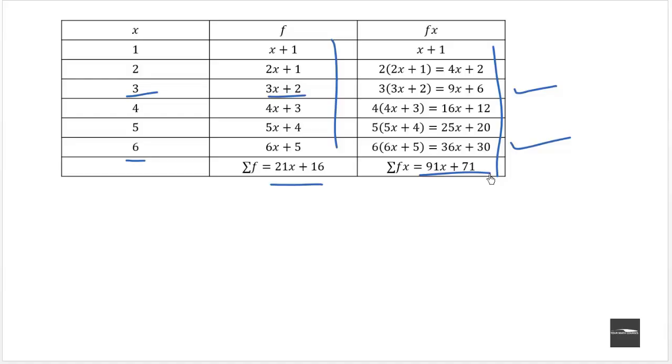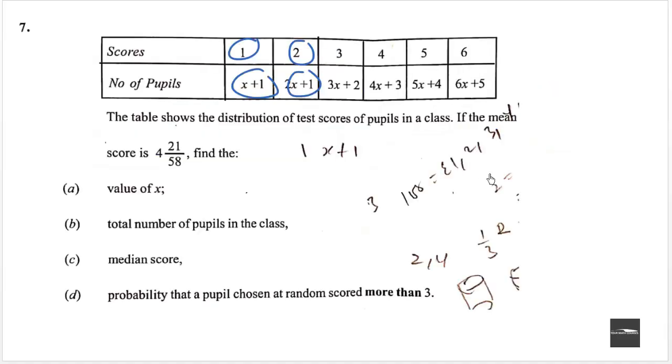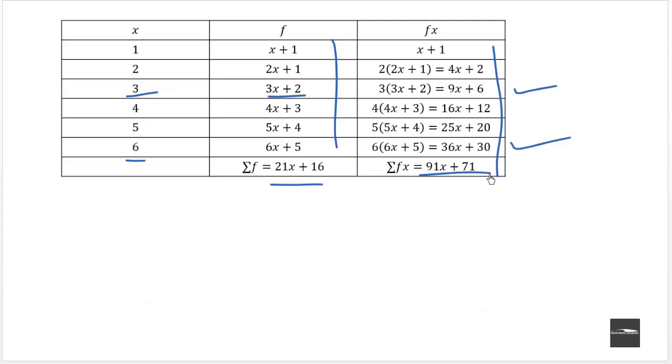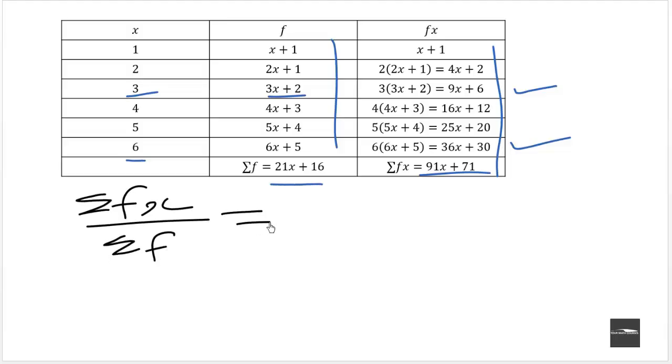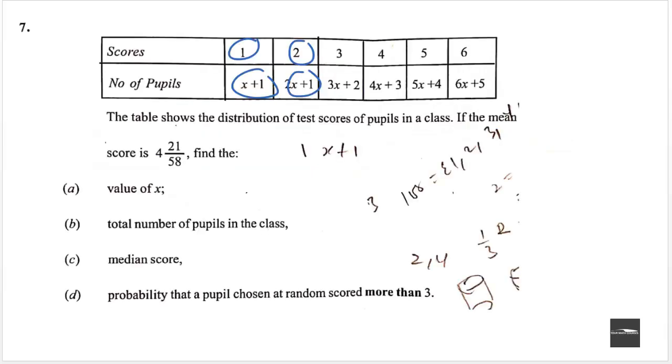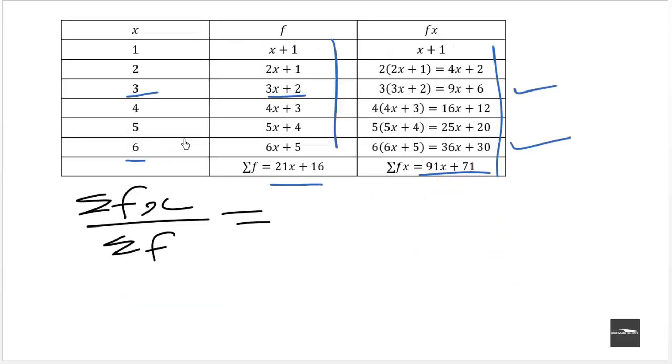So the next thing we do now is that we're given the mean to be equal to 4 whole number 21 over 58. And you recall that the mean is calculated using summation fx over summation f. And that should give us, according to the question, 4 whole number 21 over 58.